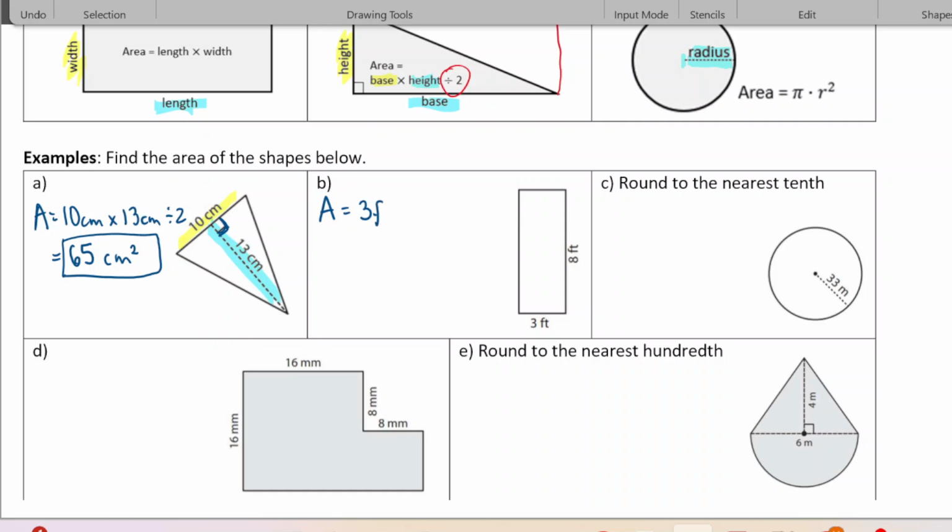This is a rectangle. So 3 feet, length times width, 8 feet, 24 feet squared.